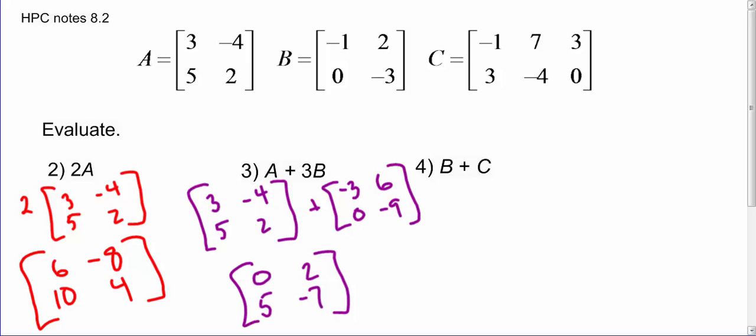Alright, the last one on this page, B plus C. Now here's something to think about. Matrix B is a 2 by 2 matrix. Matrix C is a 2 by 3. You can't do that, folks. They have to have the same dimension in order to add or subtract. So we say it's not defined. You can't add B and C since they don't have the same dimension.